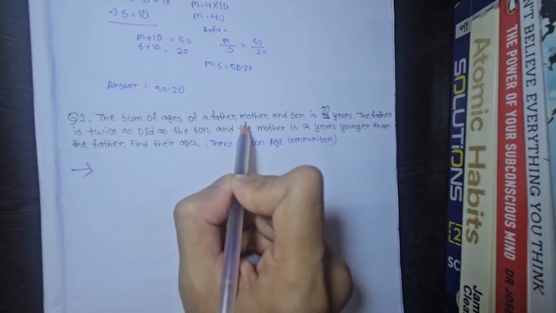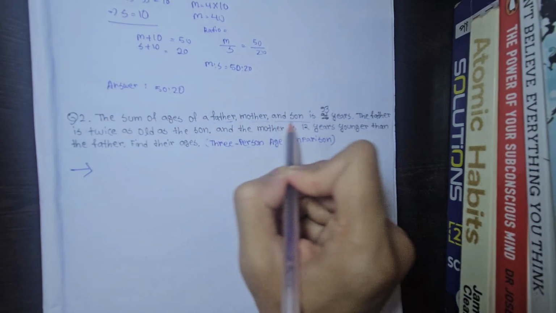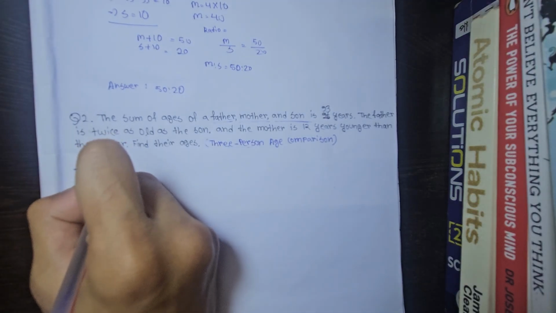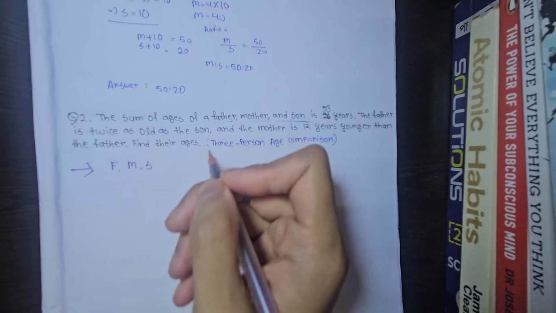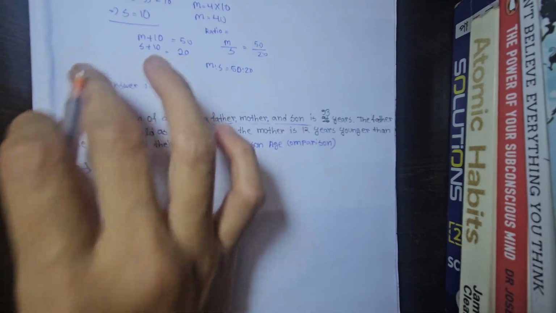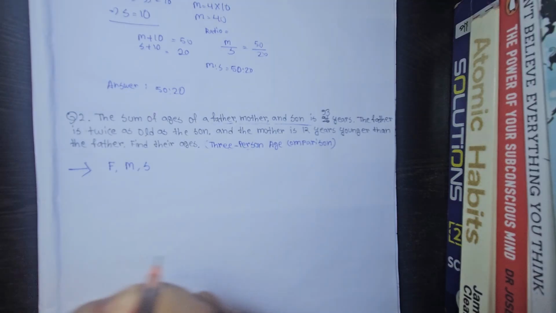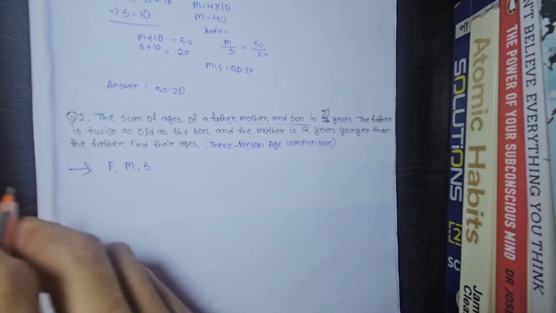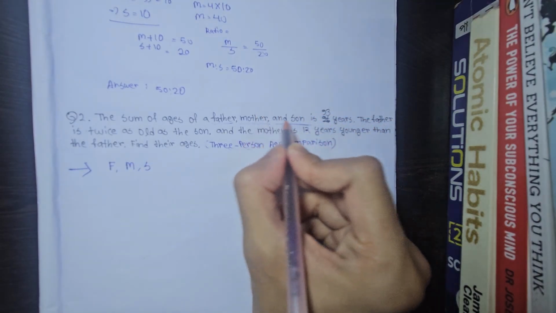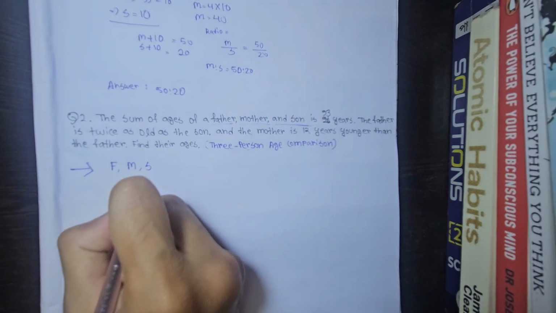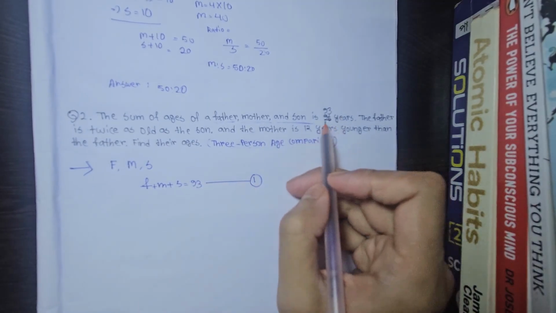The sum of ages of a father, mother and son is 93 years. Let father be f, mother be m, and son be s. I wrote capital letters, but we'll just assume small letters for our convenience, right? You may not need to write out all of 'let the father's age be' because in an exam you just need the answer. You don't need to write the entire variable statements, right? So the total sum of all their ages is 93. So we can write f plus m plus s equals 93, equation number 1.